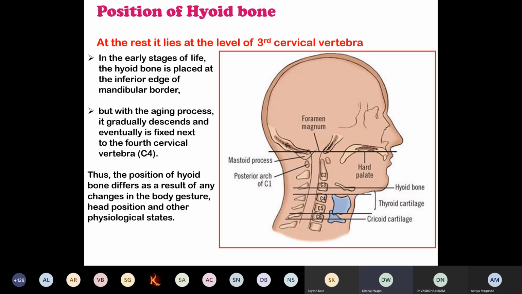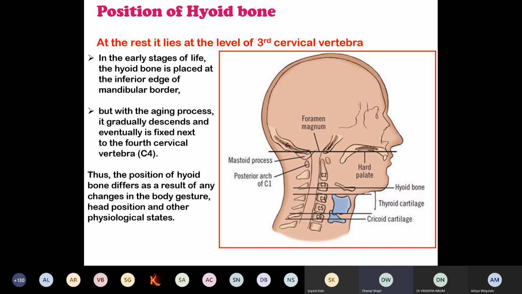Then the position of the hyoid bone, basically at rest. The hyoid bone lies at the level of the third cervical vertebra. Now see, in early stages of life, the hyoid bone is placed at the inferior edge of the mandible border. But with the aging process, it gradually descends and then fixes at the level of the fourth cervical vertebra.